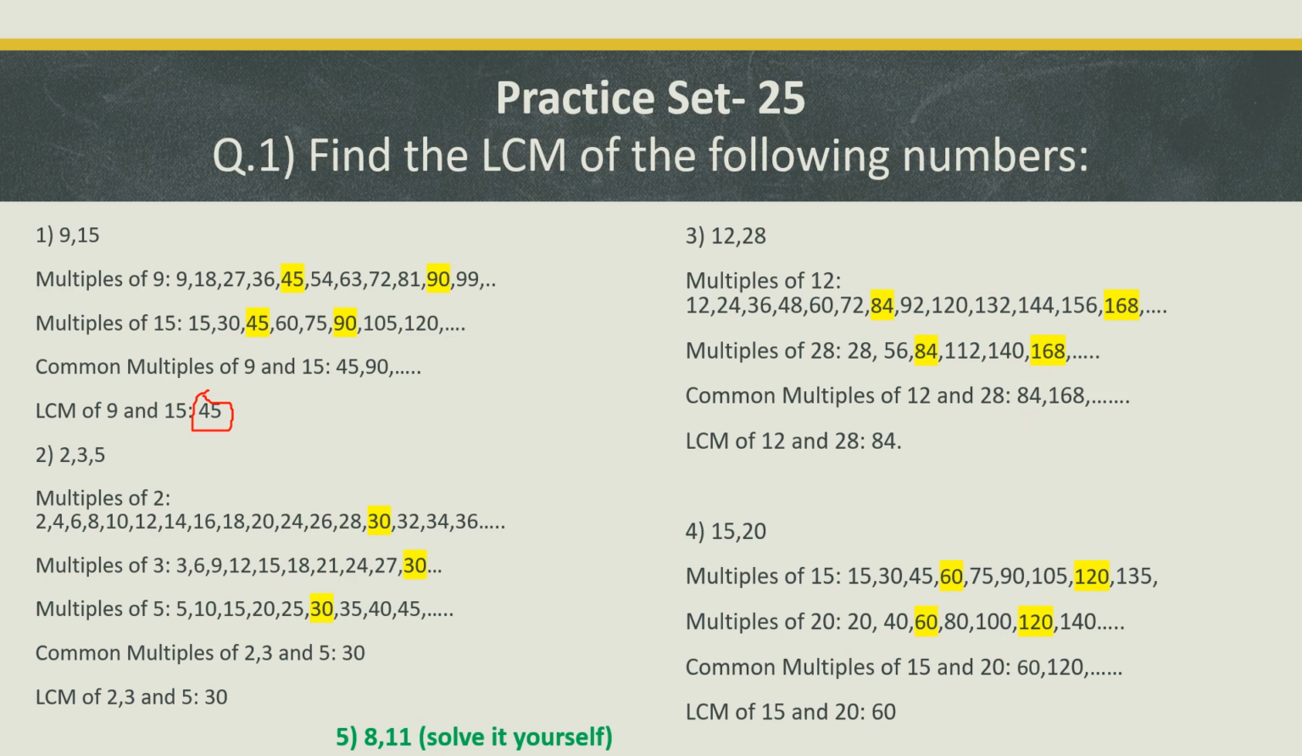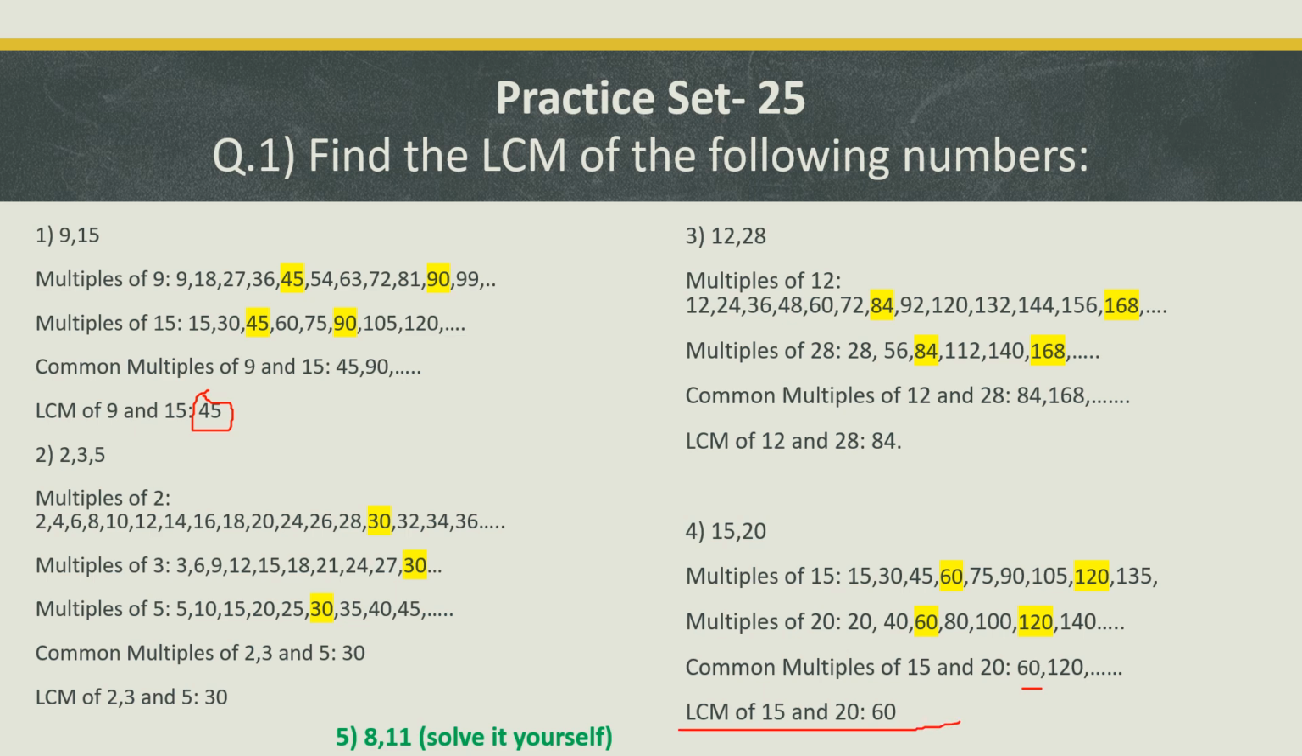Got it? Now next, 15 and 20. Multiples of 15, I'll write the table of 15. Multiples of 20, I'll write the table of 20. So common multiples of 15 and 20 are 60 and 120. So the lowest common multiple here is 60. So LCM of 15 and 20 is 60.